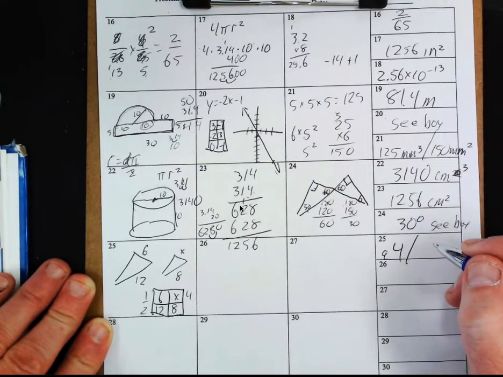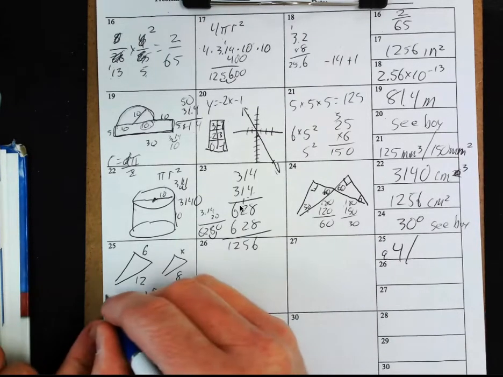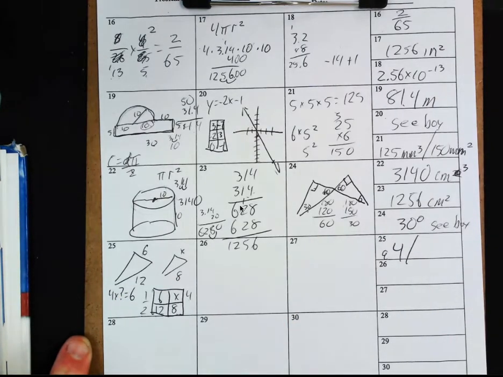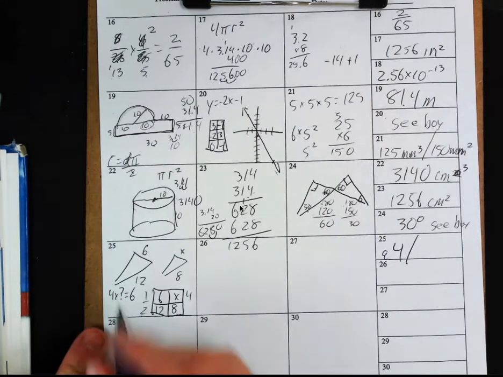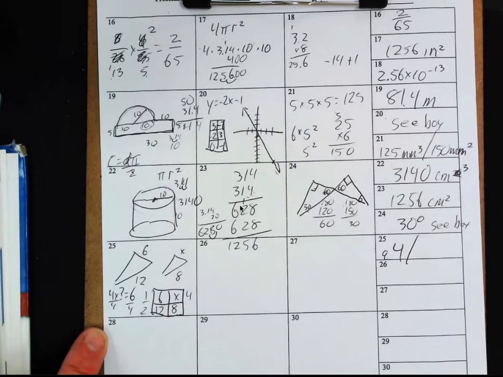B says, what's the scale factor? How did I get from 4 to 6? 4 times, I don't know, equals 6. Missing something in multiplication, I divide. Divide by 4 on the left, divide by 4 on the right.